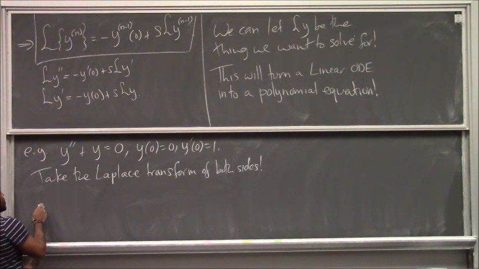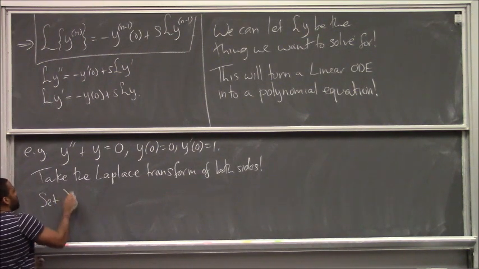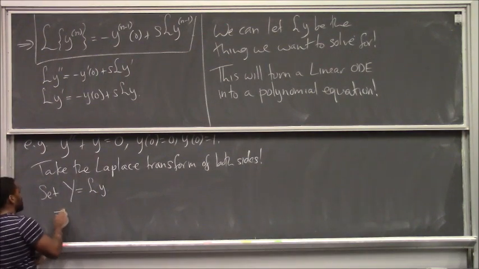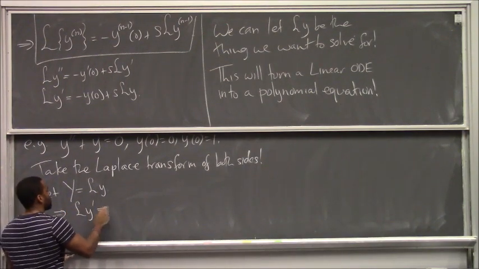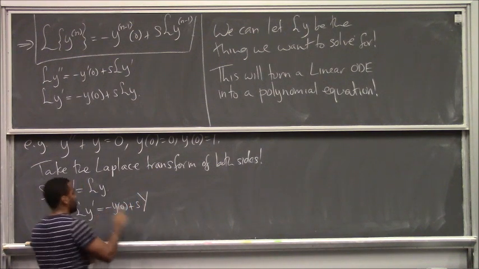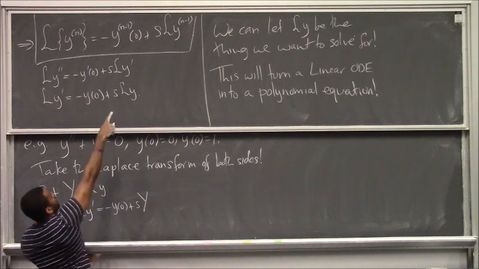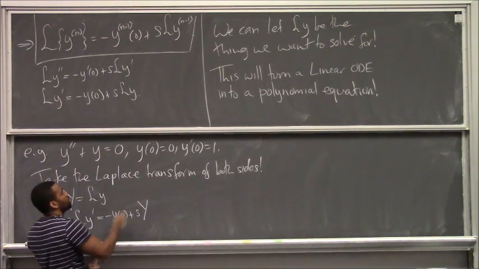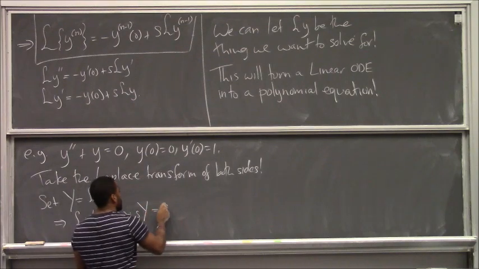So now, what I'm going to do is set big Y to be the Laplace transform of y. This means the Laplace transform of y prime is going to be minus y of 0 plus s times big Y. I'm just plugging that in. But what is y of 0? That's 0. So this is just s times big Y.